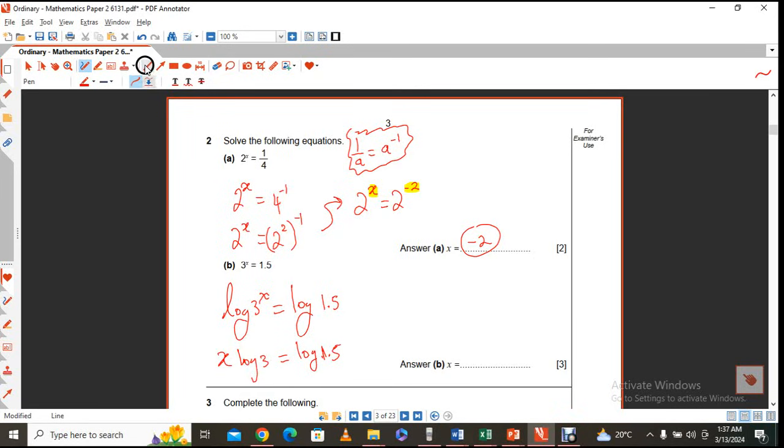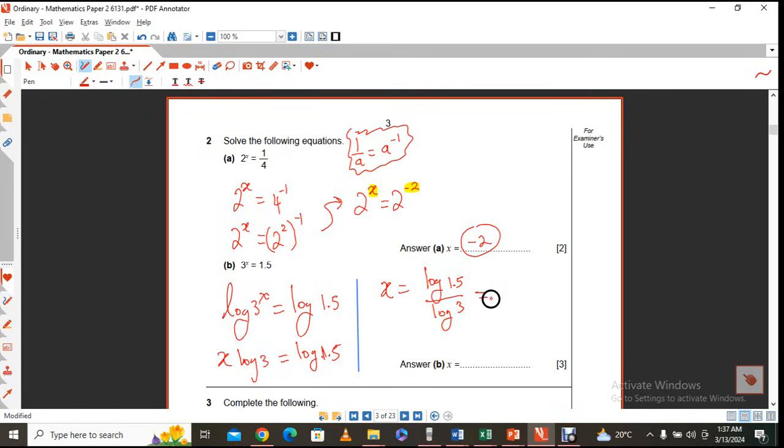So you're just going to divide those numbers. You're going to divide by log 3 on both sides. So x would be log 1.5 divided by log 3.